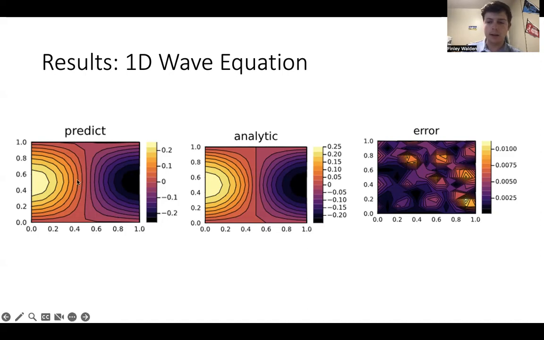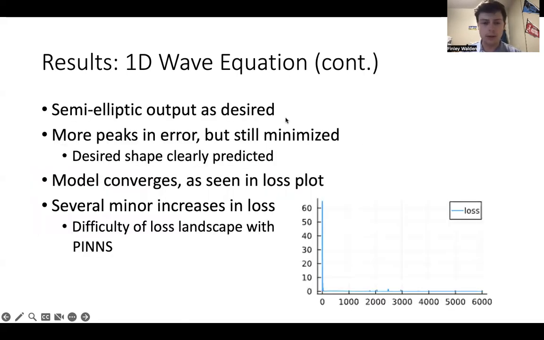Even that the actual graph goes up to 0.25 and the error peaks at 0.01. Peaks at just above 4%. The error, so it's a very minor error here in the 1D wave equation. These are probably the best results.